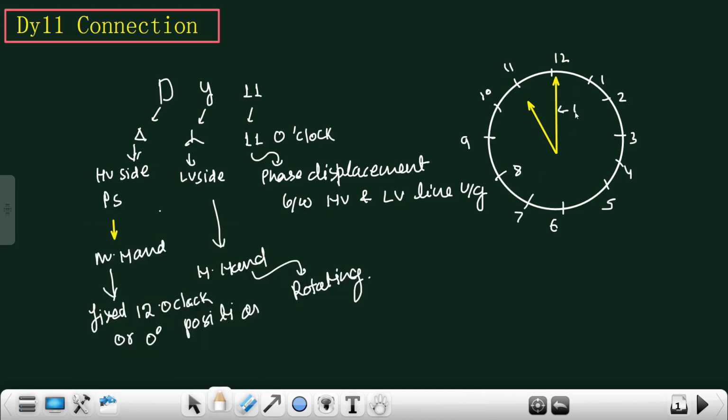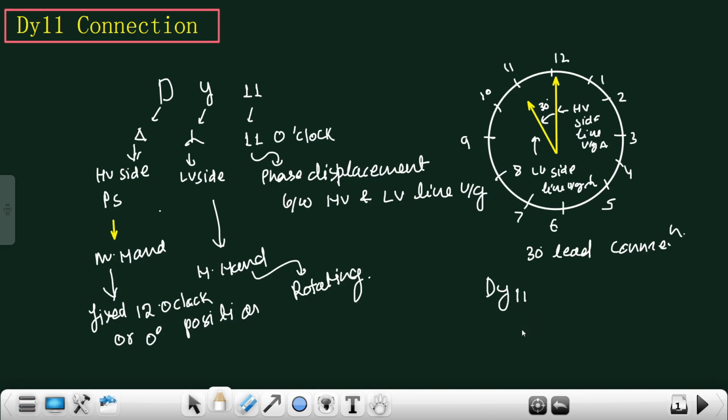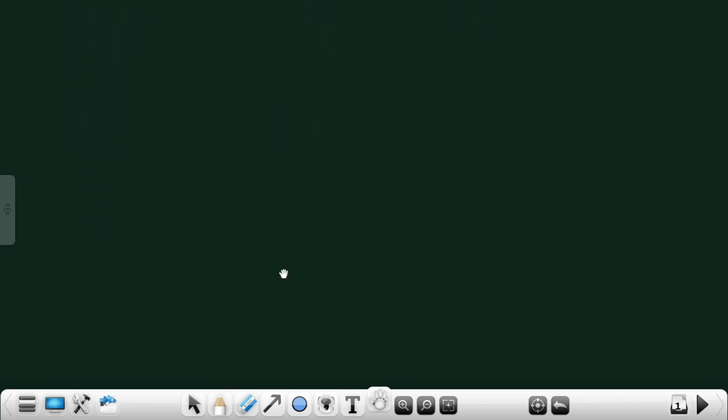So this is the HV side line voltage, which is in delta, and this is the LV side line voltage, which is in star, and it is leading the HV side line voltage by 30 degrees. So it is also known as a 30 degree lead connection. From this it is clear that this is the Dy11 connection. So now we will draw the Dy11 connection. Let us start.